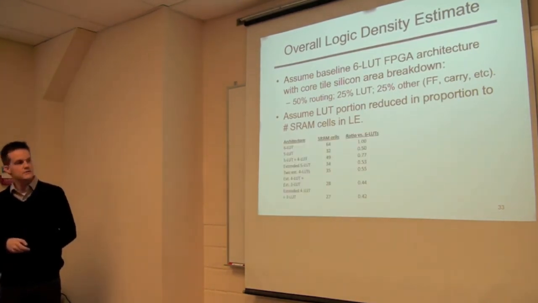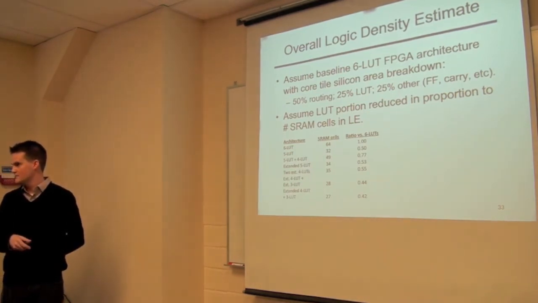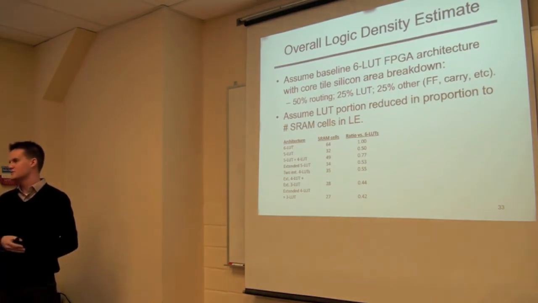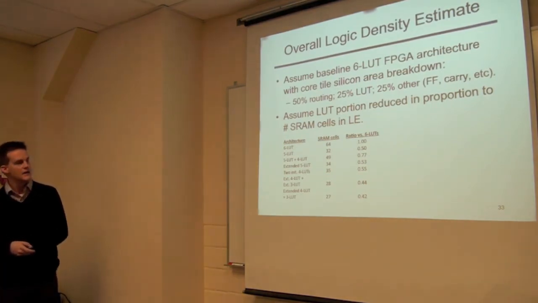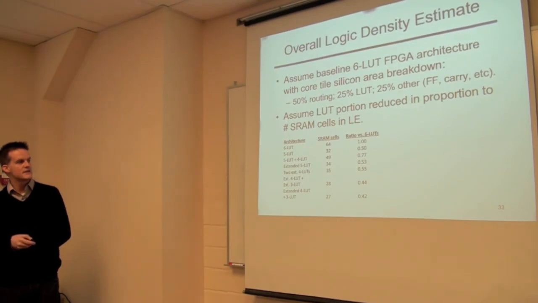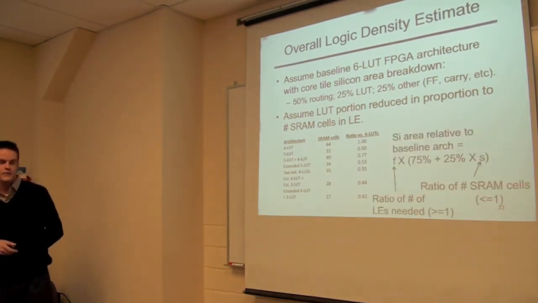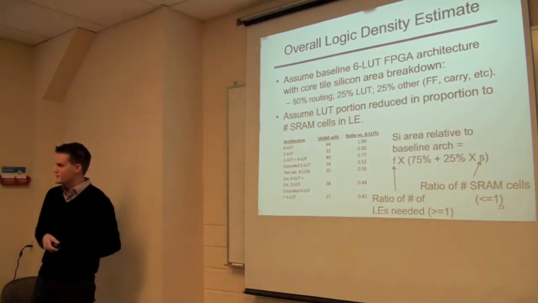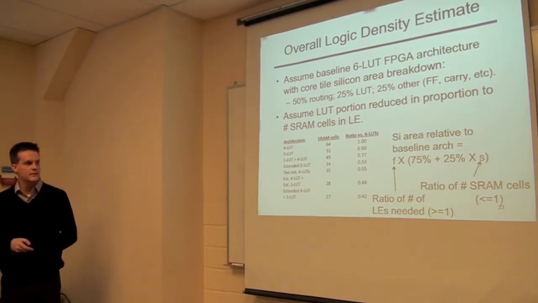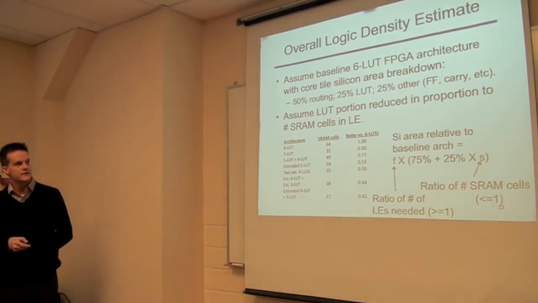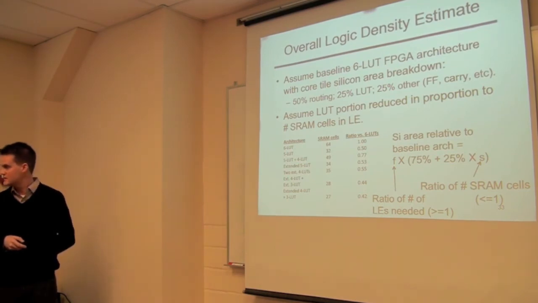How much would it be reduced? We assume it would be reduced in proportion to the number of SRAM cells in the LUT, okay, which is also similar to the number of 2-to-1 multiplexers in the LUT. So a 6 LUT has 64 SRAM cells. We can compute the ratio in number of SRAM cells for each of these different architectures. Then we can try to estimate the overall improvement or change in logic density in the following. Just the 25% term is affected by the area reduction of the logic element. Okay, so these ratios right here I'm going to be plugging in as these S values right here.